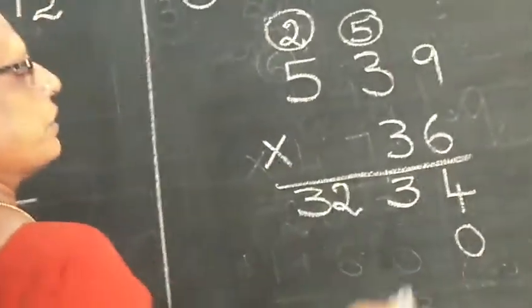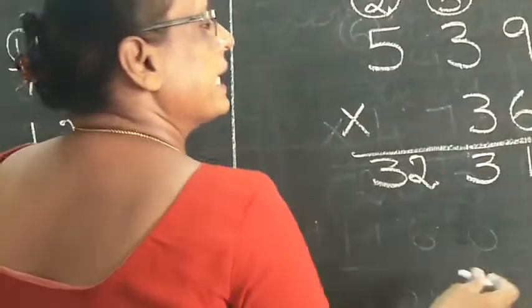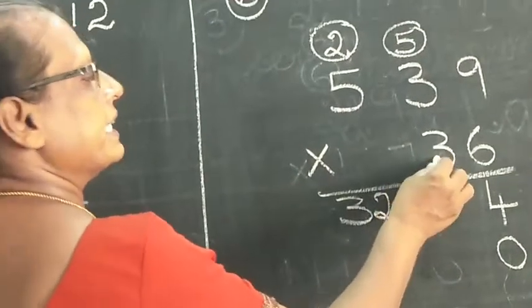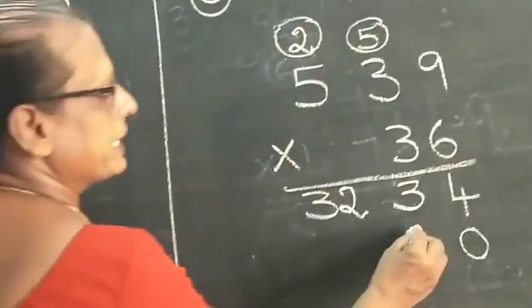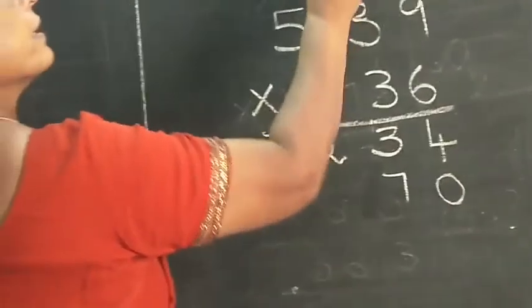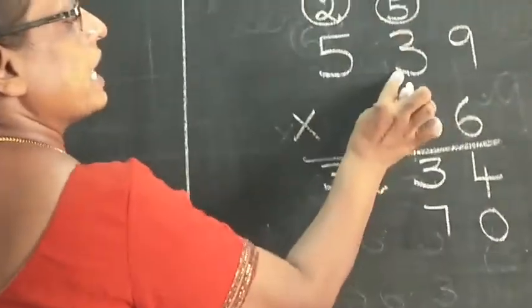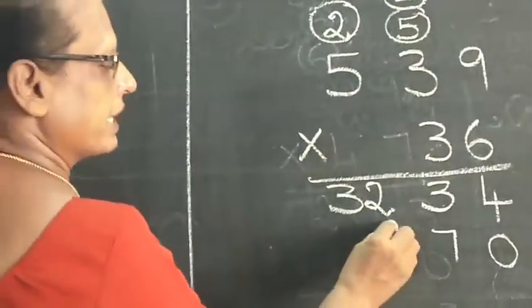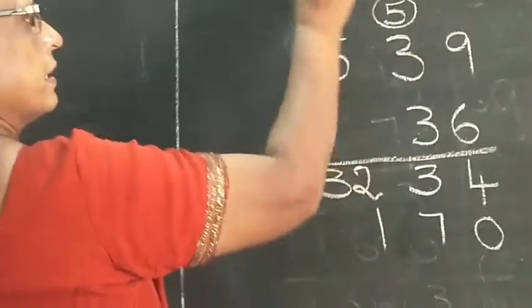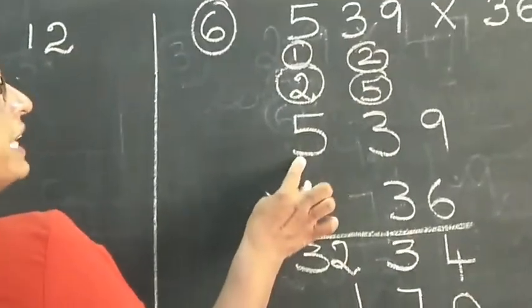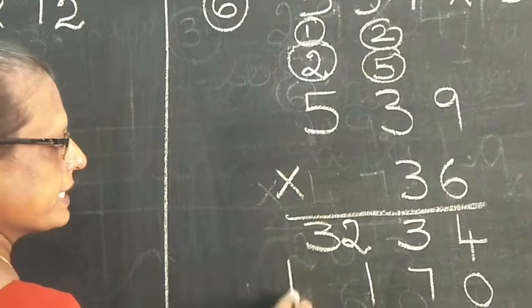You have to add 0 and say 3 9s are what? 3 tables, very easy, isn't it? 3 9s are 27. 3 3s are 9. 9 plus 2, 11. 3 5s are 15. 15 plus 1, 16.